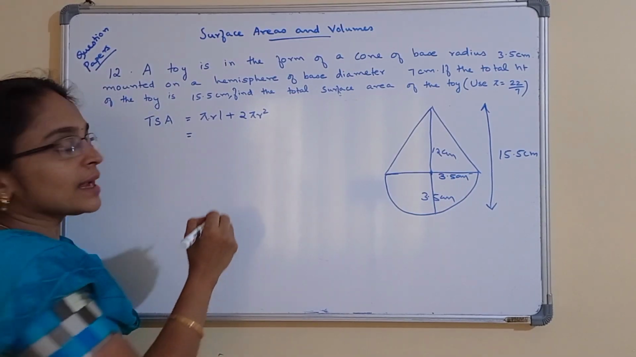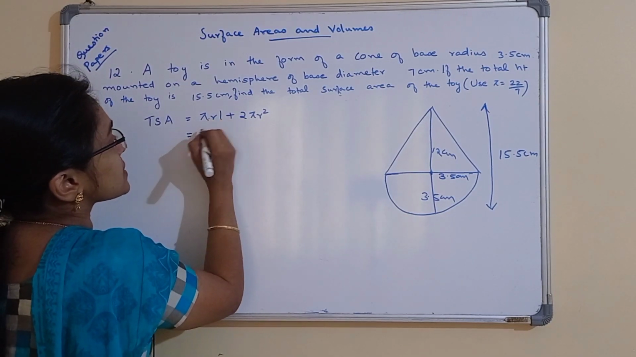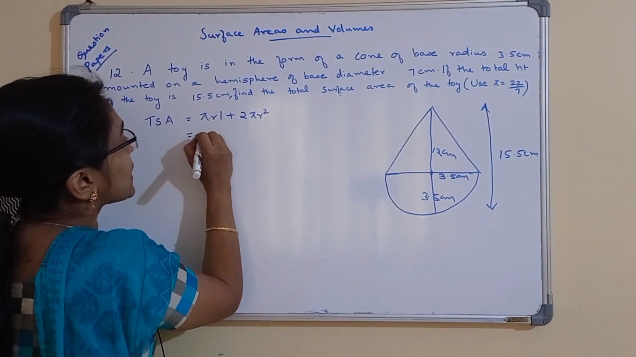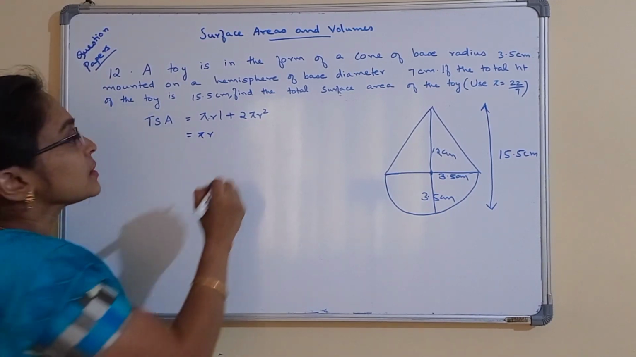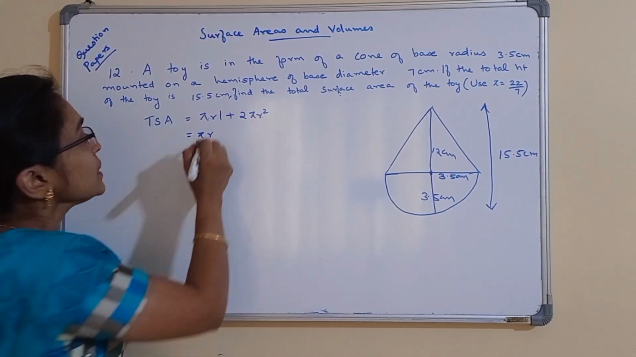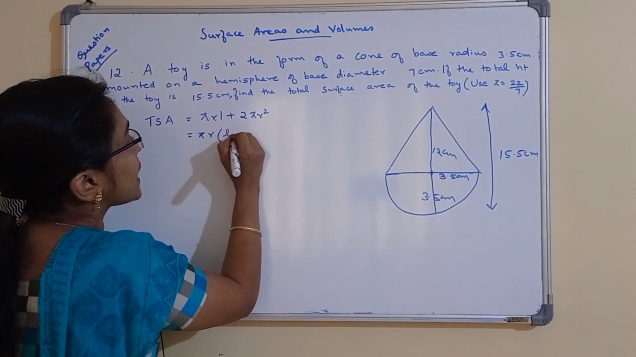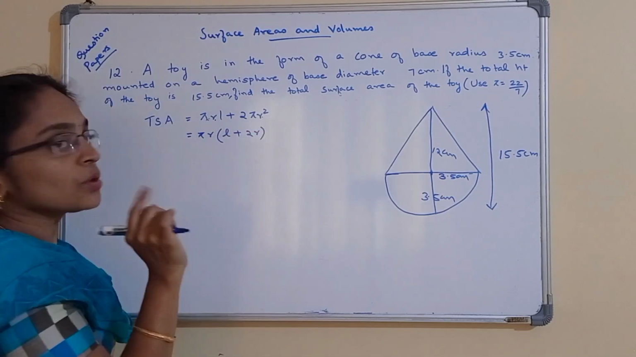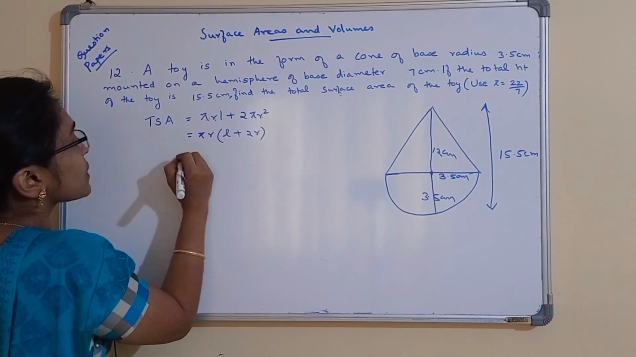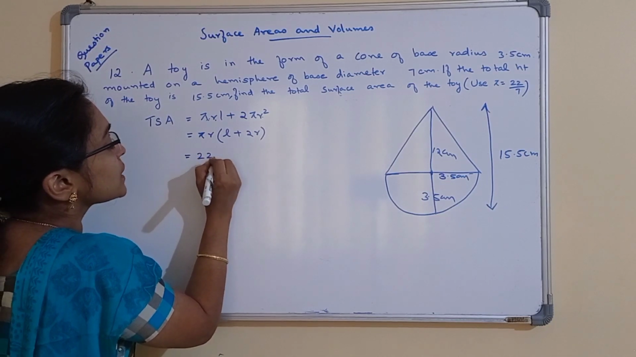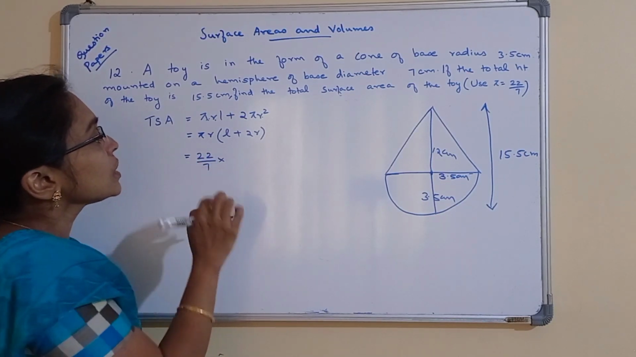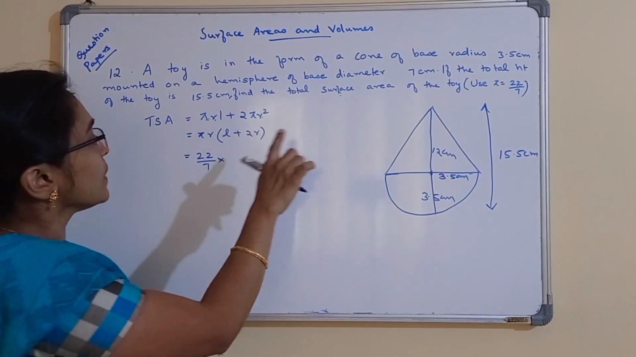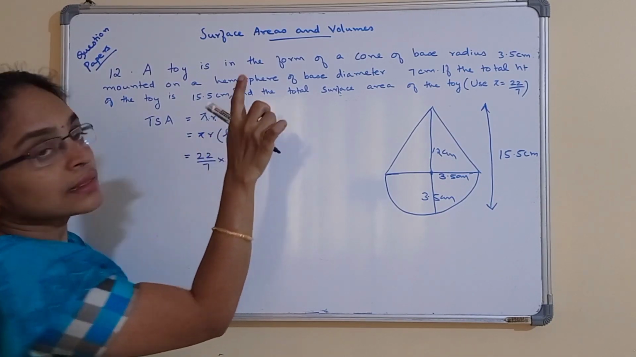Now, we can take common things from this. We have pi here and r here. Pi and r are common in both these. Now, L plus 2r. Okay. Now, this is equal to 22 by 7, as we can take pi as 22 by 7. R is 3.5.